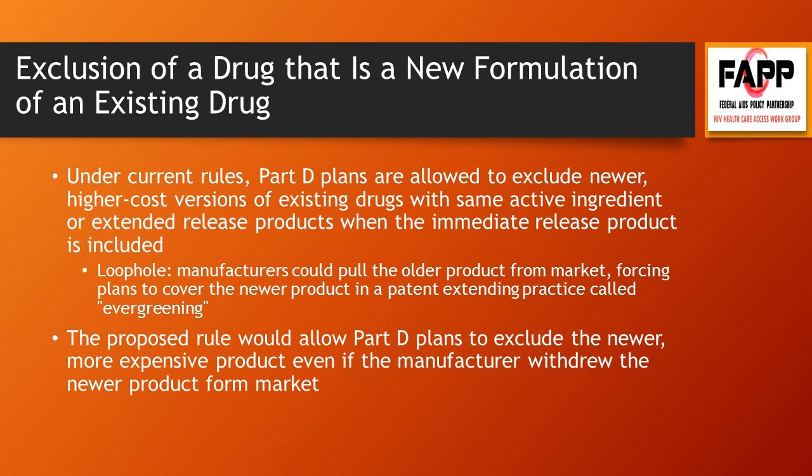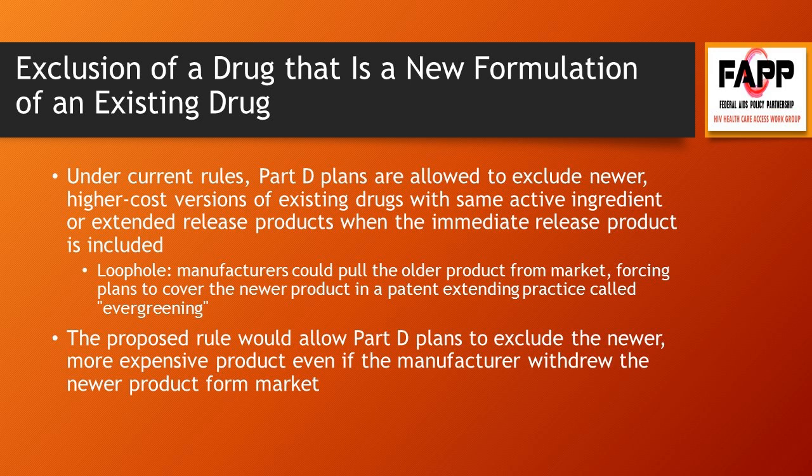So I'm going to walk through the second and third prongs now, and I'll just note that these are provisions that different groups may come out differently on. So I'm just going to go through some of the top line components here. I'm going to start with prong 2. Under current rules, as it stands now, Part D plans are allowed to exclude newer, higher cost versions of existing drugs with the same active ingredient or extended release products when the immediate release product is included. And so this makes sense. The Part D program wants to incentivize generics and cheaper alternatives as drugs come off patent.